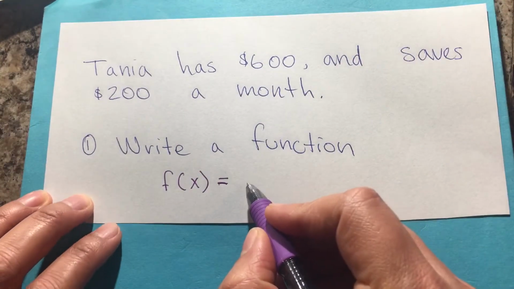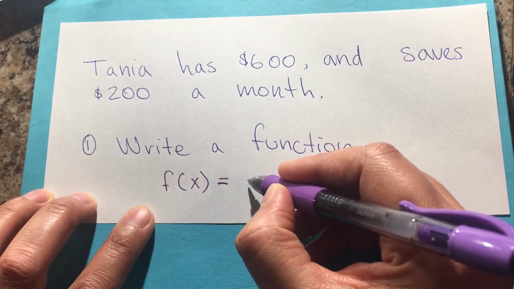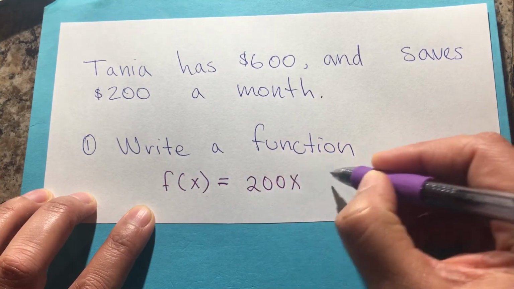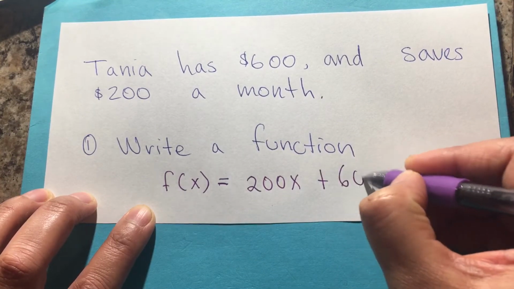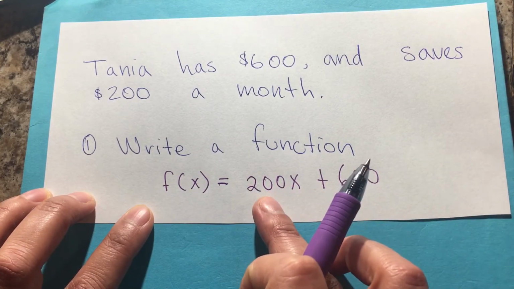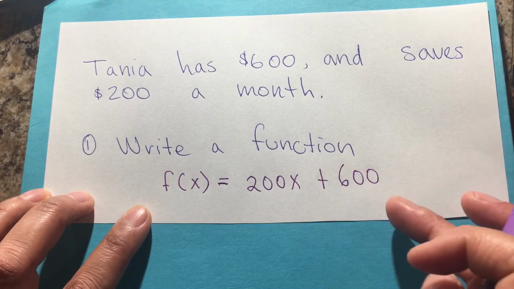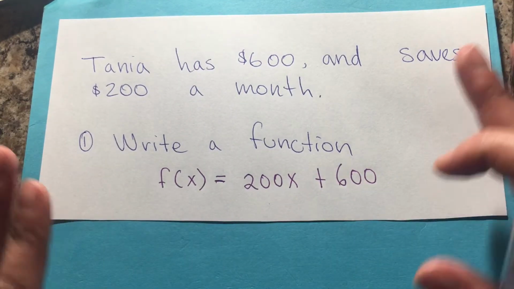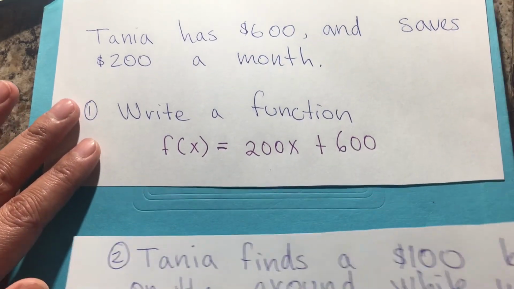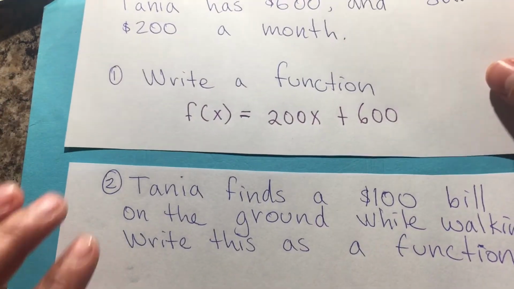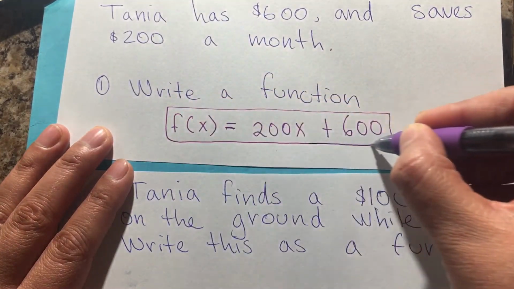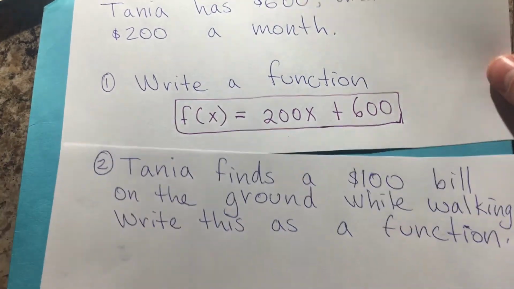It says that she saves $200 a month, but she also had $600 before. If you put this in here, that's okay, but usually the constant goes at the end. I decided to cut it because we're going to be needing it with the other word problems. Again, this is usually what we have. It's like our original function.